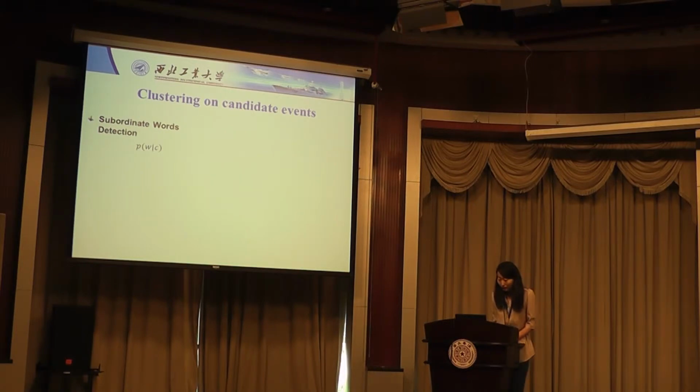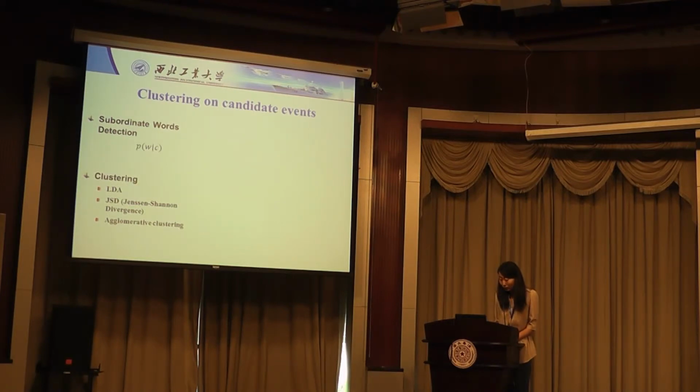For subordinate words detection, we aim to discover subordinate words in terms of high co-occurrence with core words. Here we examine the co-occurrence of the word W with core word C by leveraging the conditional probability P(W|C), which is determined by calculating the document frequency.